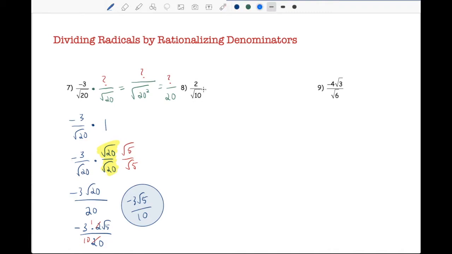With 2 over root 10, this is a little bit more straightforward. We're going to want to multiply top and bottom by root 10.